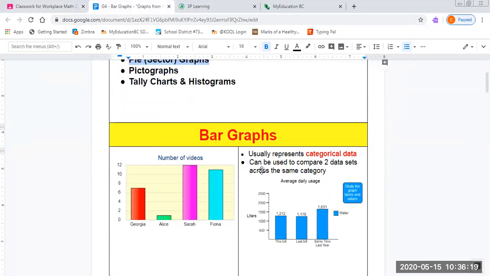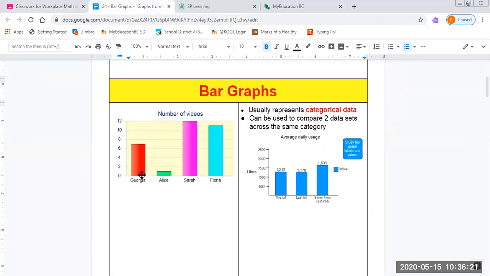So just a reminder of what a bar graph is. A bar graph, as the name would suggest, looks kind of like a vertical bar, and it usually delineates categories of information. In this case, four different people's, how many videos they own.